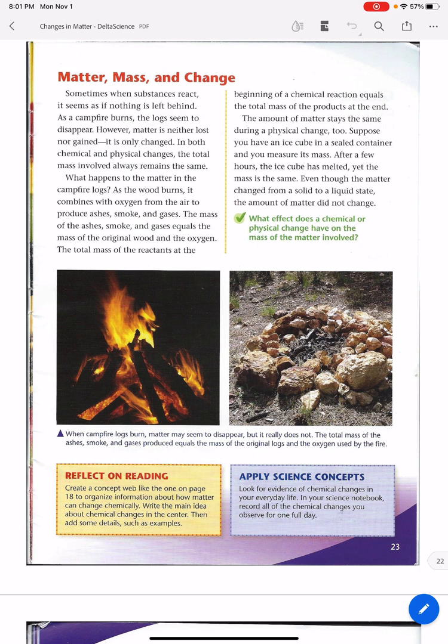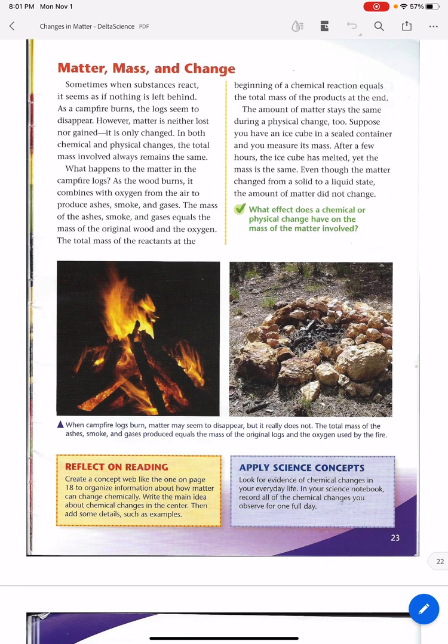What effect does a chemical or physical change have on the mass of the matter involved? When a campfire log burns, matter may seem to disappear, but it really does not. The total mass of the ashes, smoke, and gases produced equals the mass of the original logs and the oxygen used by the fire.